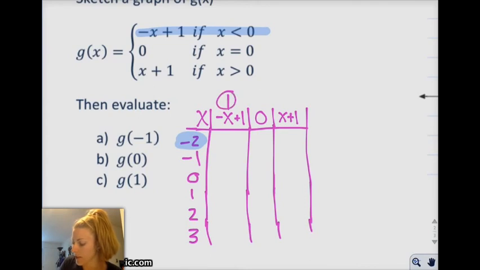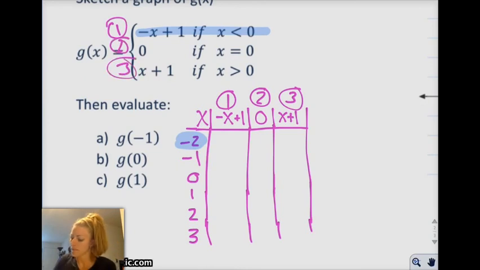Here's my first function, here's my second, here's my third. I'm just going to label them just so that you have those. And then I plug in negative 2, so negative 2 is positive 2 plus 1 is 3. So that's my first point on the graph. Now, the other 2 functions don't exist when x is negative 2. You're not doing anything with those functions right there.